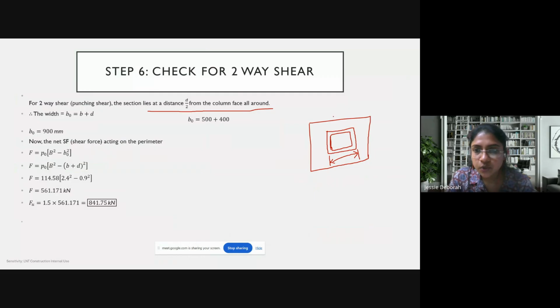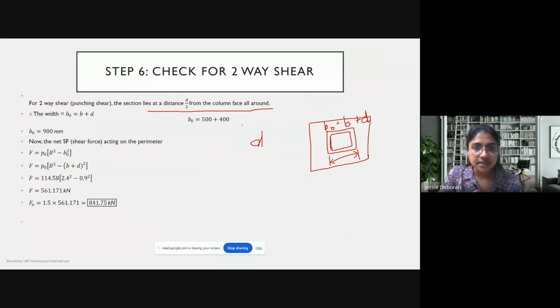Okay, this is going to be a new thing. This is called b naught is equal to b plus d by 2. Clear everybody? So d by 2 and d by 2 become 1d. So this is overall added here as b naught is equal to b plus d.